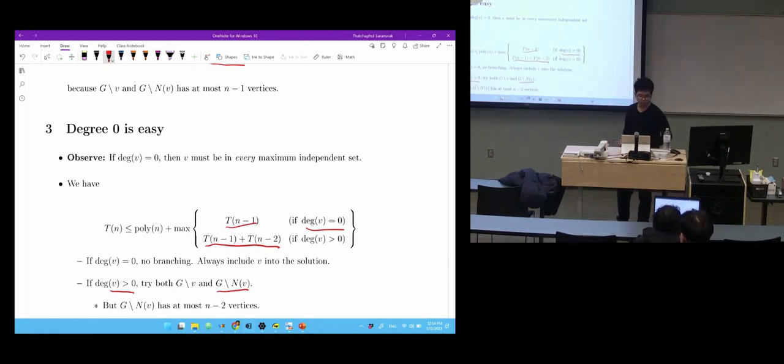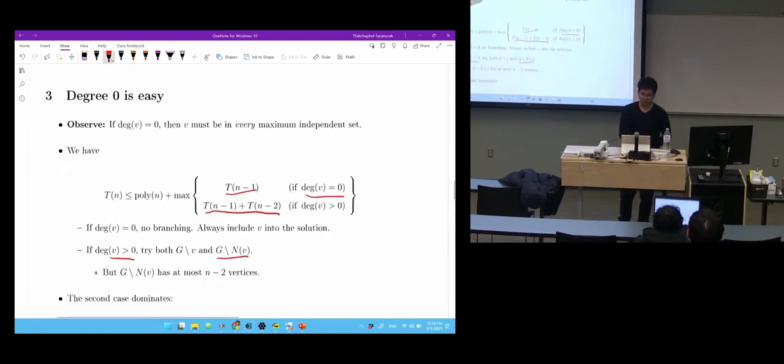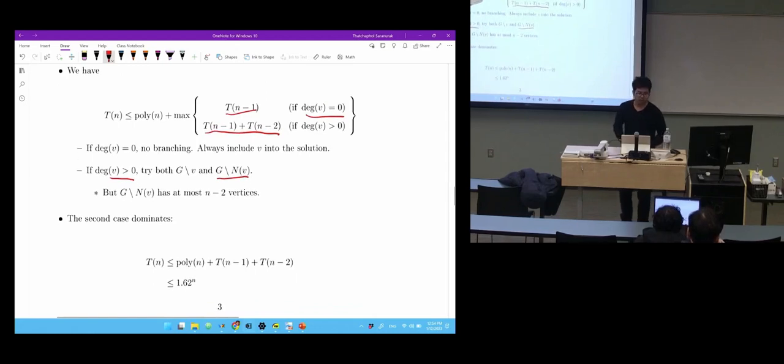Question about the recursive equation. Okay, so now you see that the second case just dominates the first case, right? So you can just write down the equation like this.